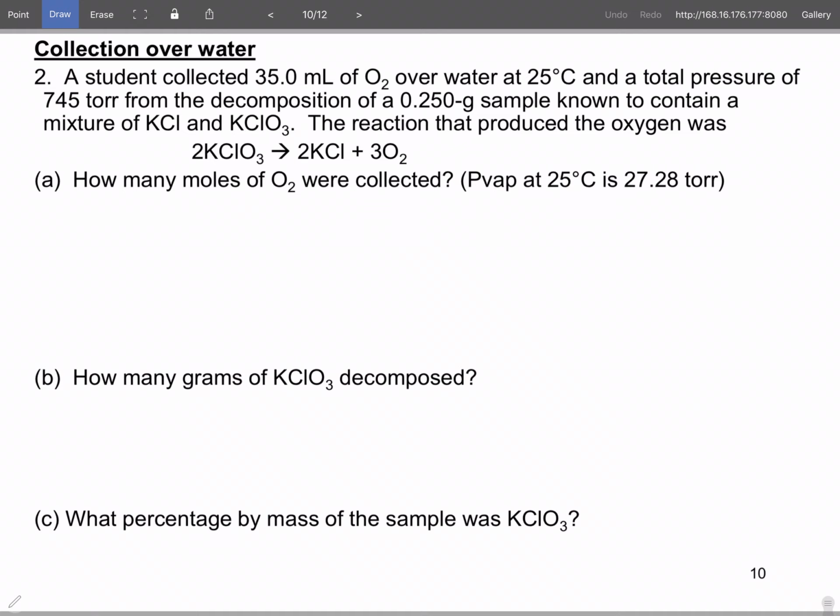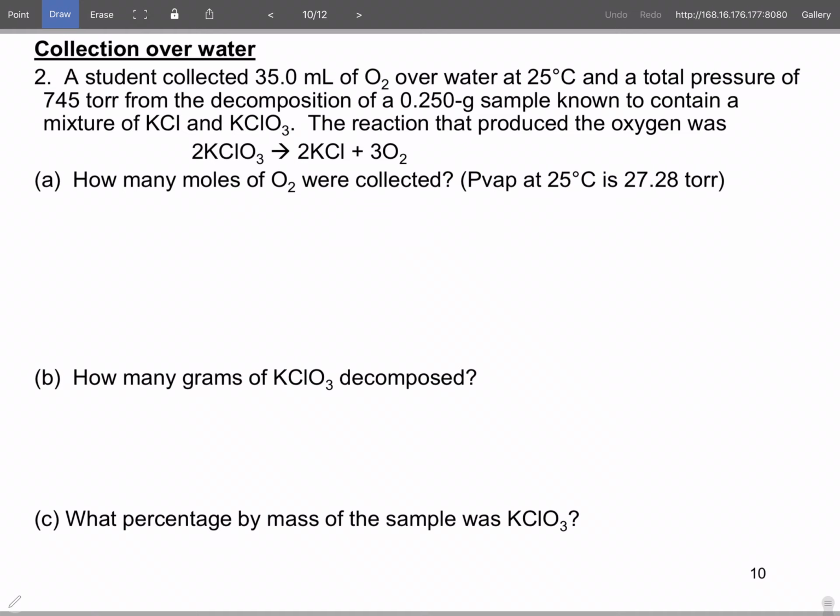And when you do stoichiometry in gas laws, you have two options. You either do the stoichiometry first to get the moles to go into the gas law, or you do the gas law first to produce the moles to go into the stoichiometry. So you just need to ask yourself, are we doing stoichiometry first or gas laws first? So we're collecting over water, and the reaction is producing oxygen. So how many moles of oxygen were collected? So that means that this is a gas law problem.